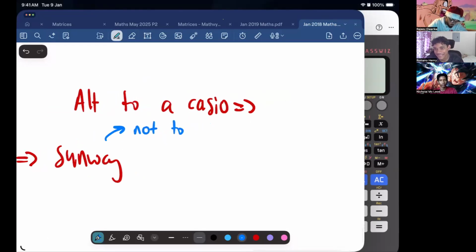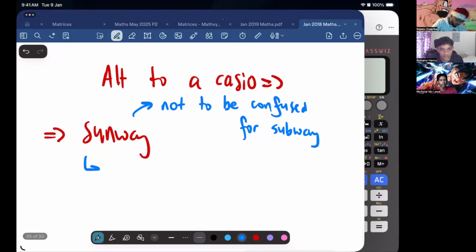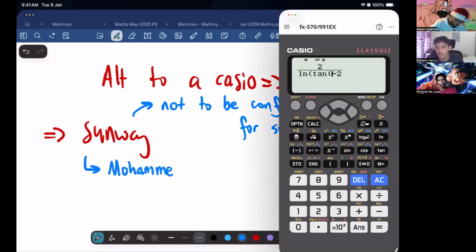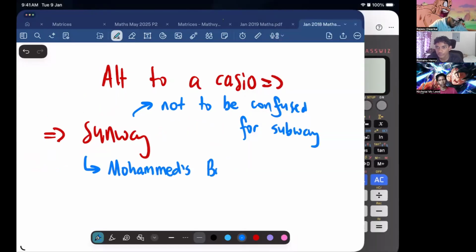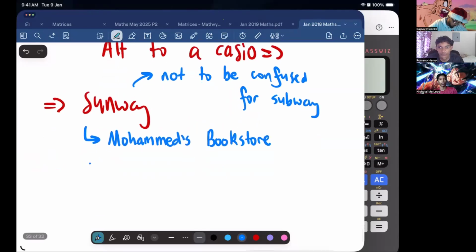So where could you buy one of those too? Let me write a very important statement here. You could buy it in Mohammed's or any bookstore. Just ask for the specific kind of calculator, like the Sunway or whatever one. So you see in Muhammad's bookstore, right? Somebody also mentioned LF trading, right?